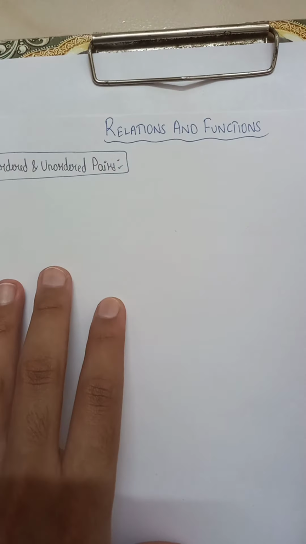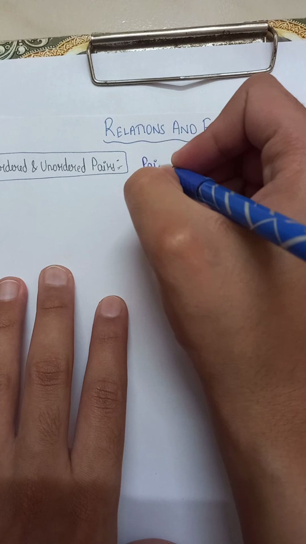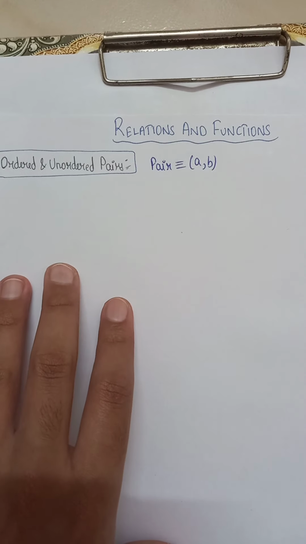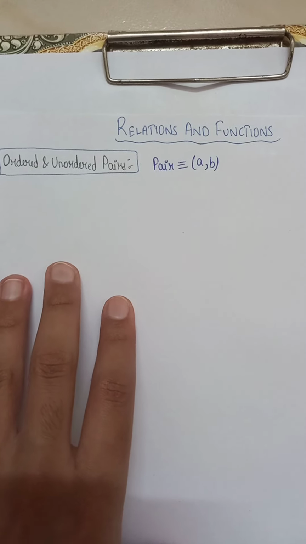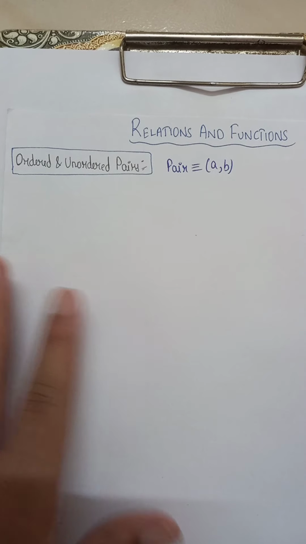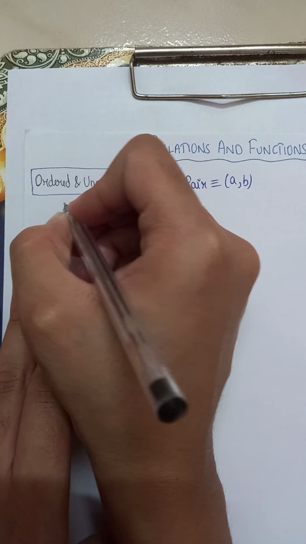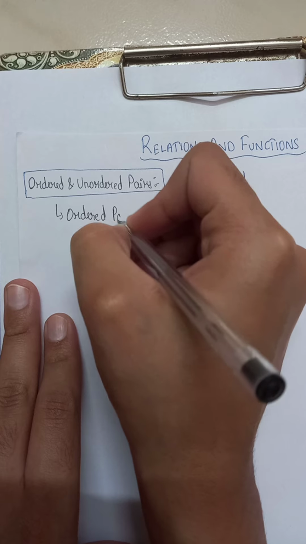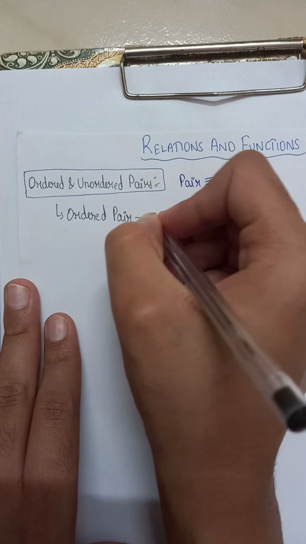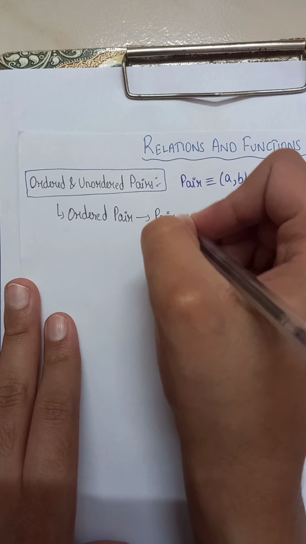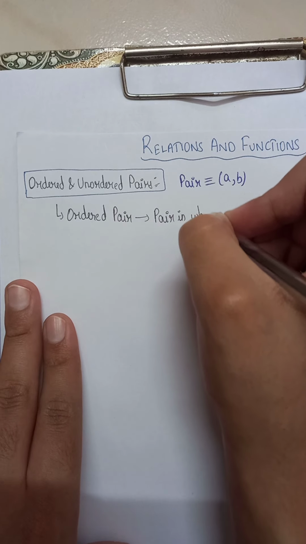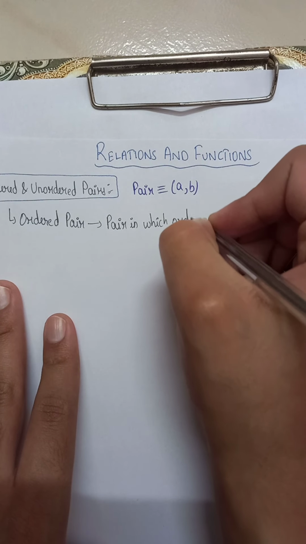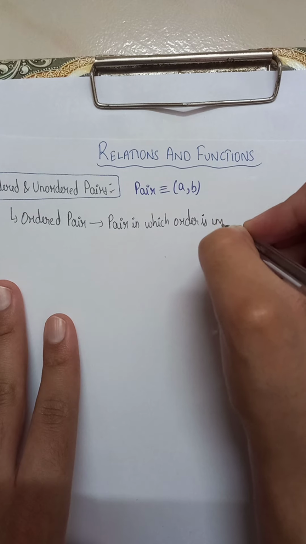So suppose the pair is A comma B. Now what is an ordered pair and what is an unordered pair? First let's write the definition. An ordered pair is nothing but a pair in which order is important.